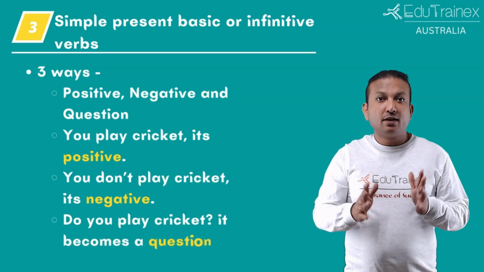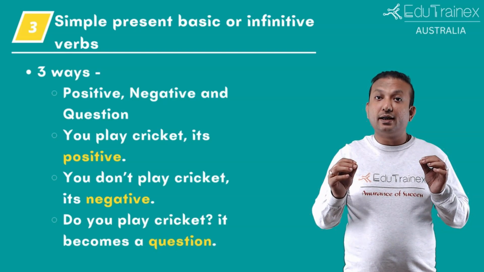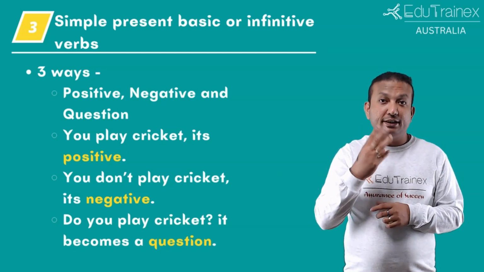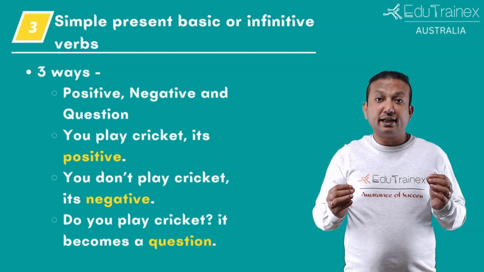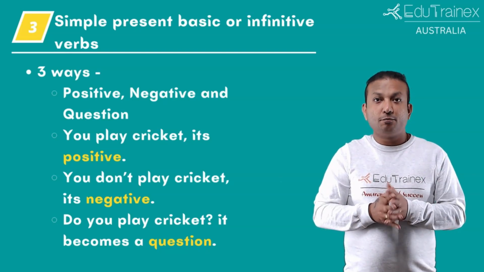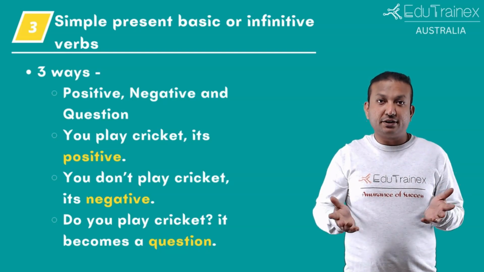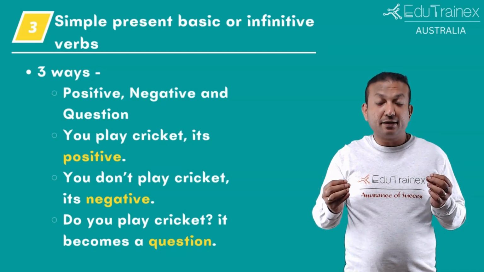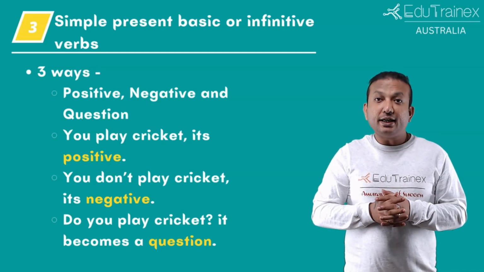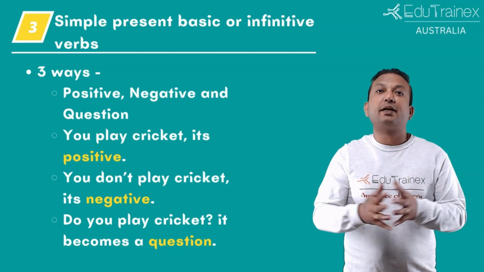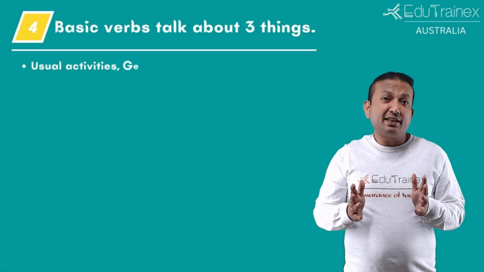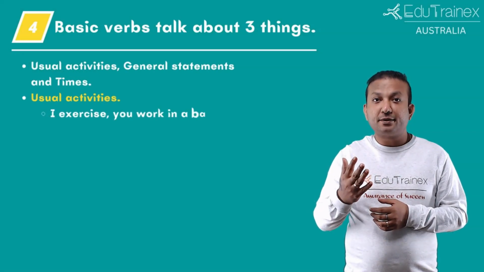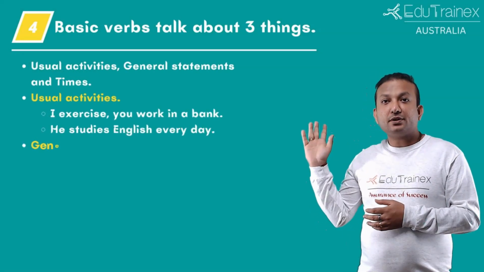We already discussed how it changes between plural and singular form earlier. So you can use the basic verb in three ways: positive, negative, and question. When you say you play cricket, it's positive. When you say you don't play cricket, it becomes negative. And when we ask, do you play cricket? It becomes a question. So basic verbs are used to talk about three things: usual activities, general statements, and time. See the examples on the screen.